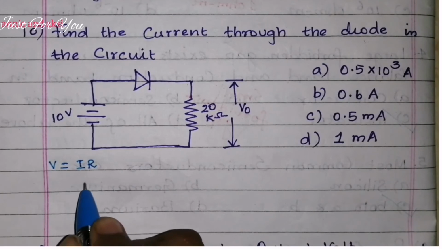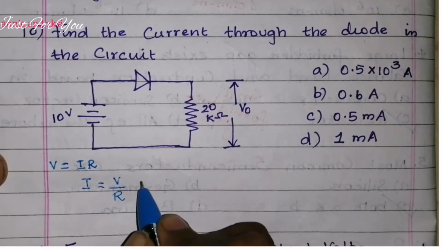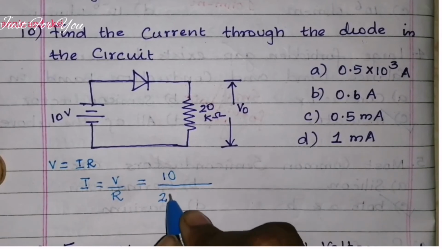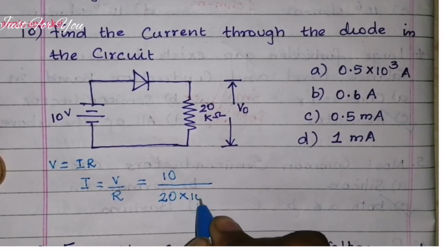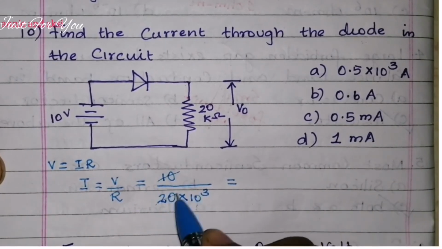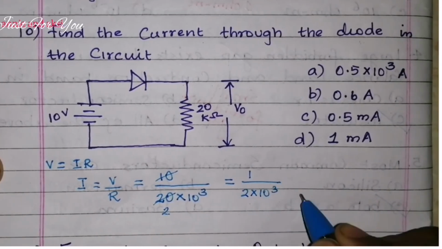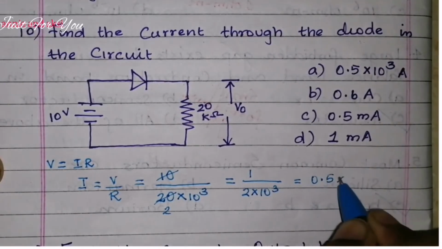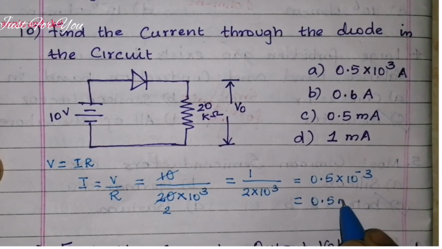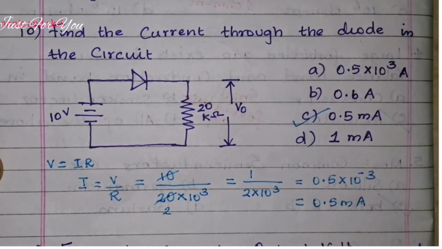So, to find the current, the formula is I is equal to V by R. We know the value of V. V is 10 volt by resistance value is 20 kilo ohm. Kilo ohm means 20 into 10 power 3, which is equal to, we can cancel this, 10 is 10, 2 tens are 20. So, we will be getting 1 by 2 into 10 power 3, which is equal to 0.5 into 10 power minus 3, which is equal to 0.5 milliamps. So, the right answer is option C, 0.5 milliamps.